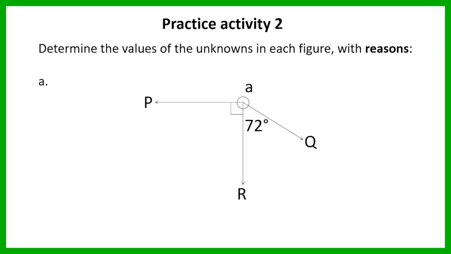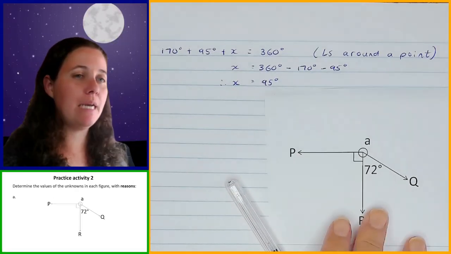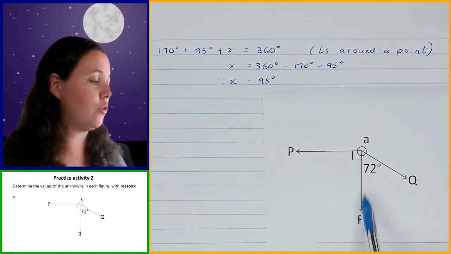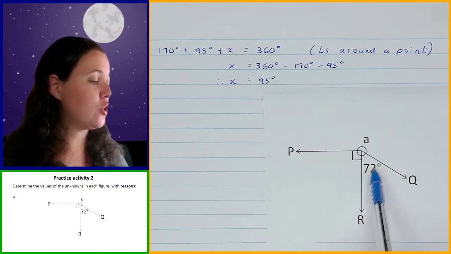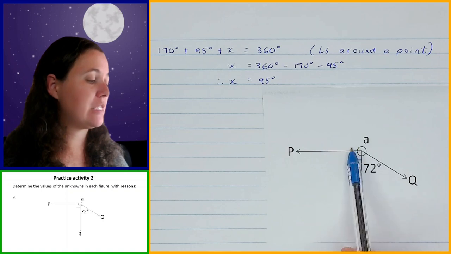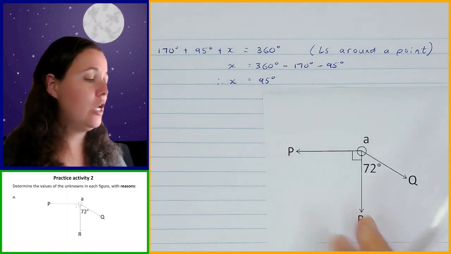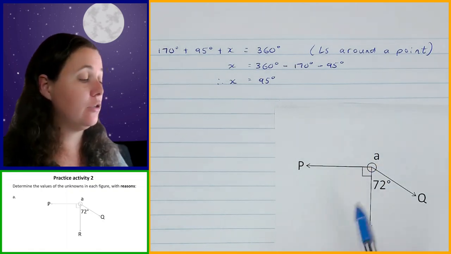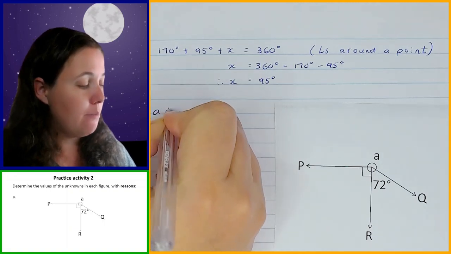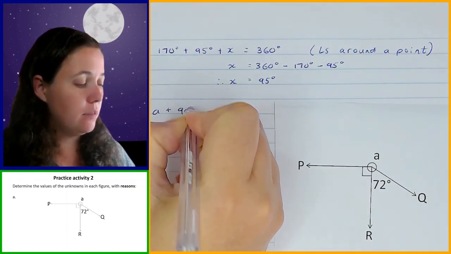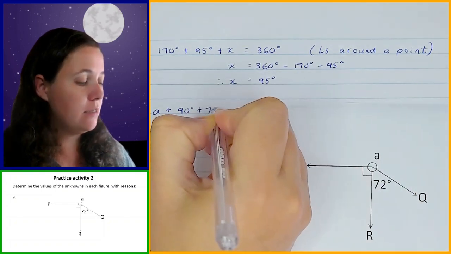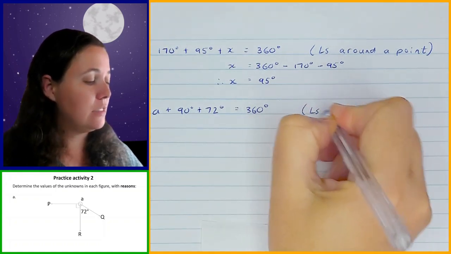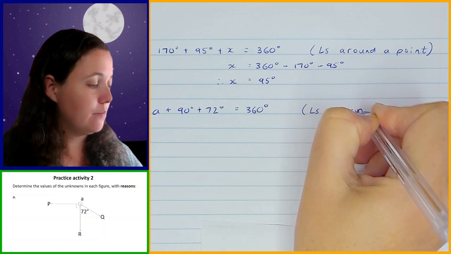Okay, so let's have a look and see what you got for that. So over here, I've got my diagram. I've got point O. I've been given that PO is perpendicular to OR, so that's 90 degrees over there. I've been told that this is 72 degrees, and I need to work out the size of A, which is this angle over here. So I know that they are all angles around the point O, which means that they must add up to 360 degrees. So A plus 90 degrees plus 72 degrees all adds up to 360 degrees. And my reason is angles around a point.